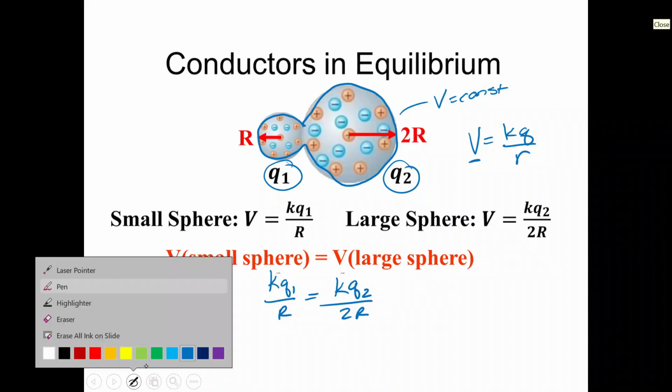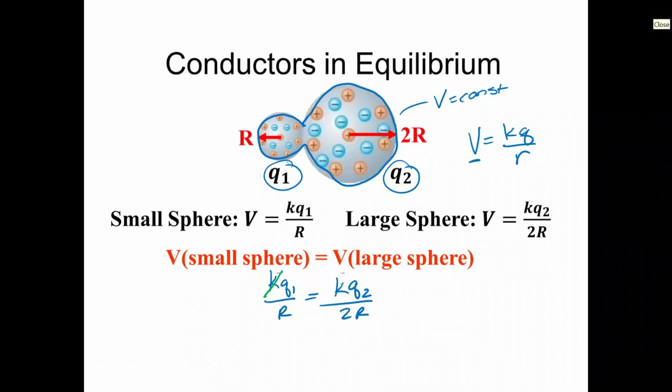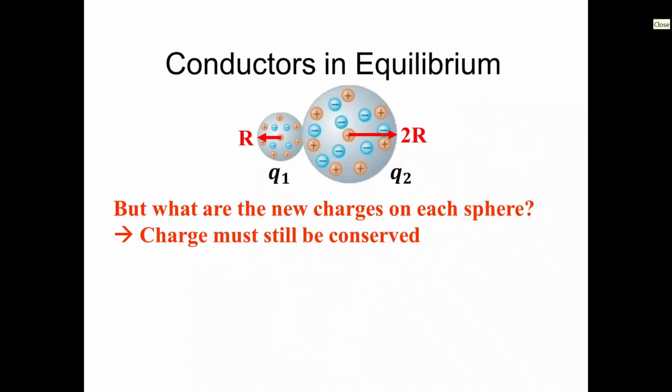We can simplify down. We can see that the K's are going to cancel, the R's are going to cancel, so I'm left with Q1 is equal to Q2 over 2. So I know that Q1 is going to have exactly half the charge of Q2. But I still have two unknowns here. But we have another equation. We still know that charge has to be conserved. So we know that the total amount of charge we had at the start has to be the same that we had at the end.